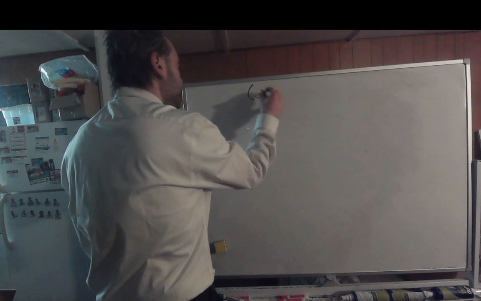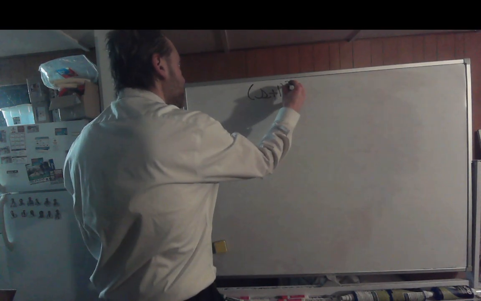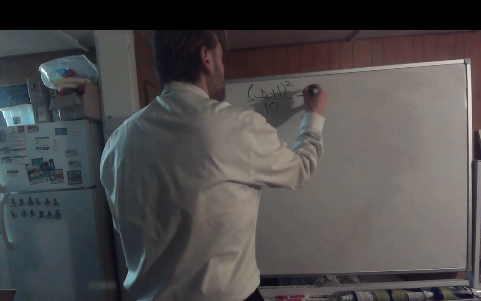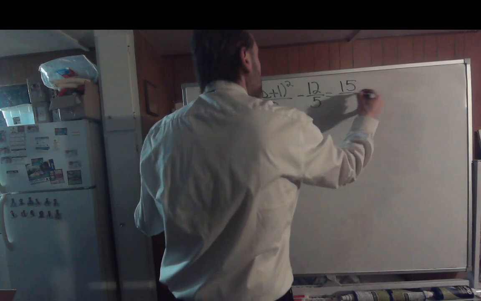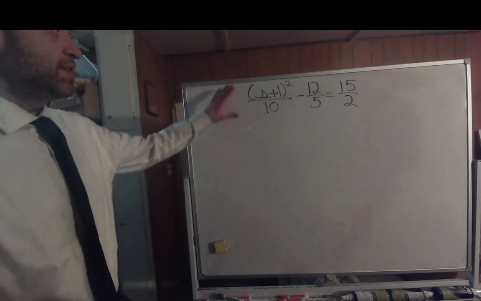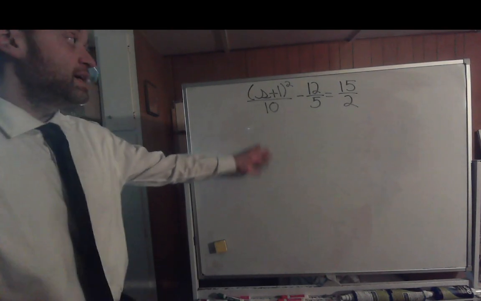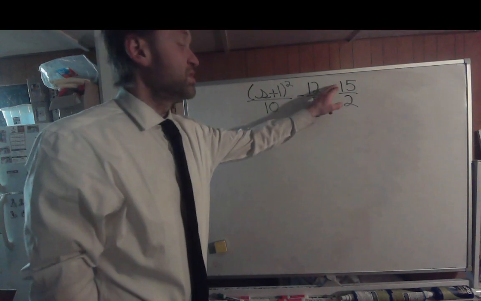One more. Oh, yes. The quantity of s plus 1 to the second power divided by 10 minus, am I reading that right? Yes, 12/5 is going to be equal to 15/2. Alright, so we have the quantity of s plus 1 to the second power divided by 10 minus 12 over 5 equals 15 divided by 2.